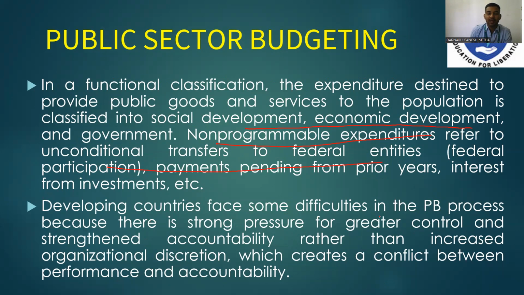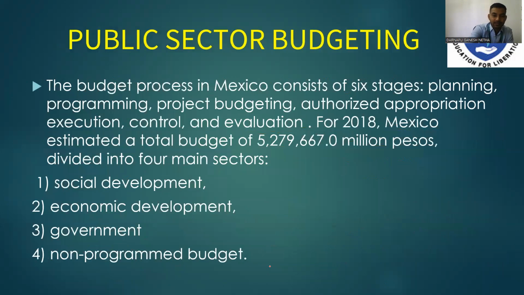Developing countries face many difficulties in the public budgeting process because of strong pressure for greater control and strengthening accountability rather than increasing organizational performance, which creates a conflict between performance and accountability. The budgeting process in Mexico consists of planning, authorizing, and appropriation. For 2001, the estimated budget is in million pesos. It is divided into four main sectors: social development, economic development, government, and non-programmable budget.